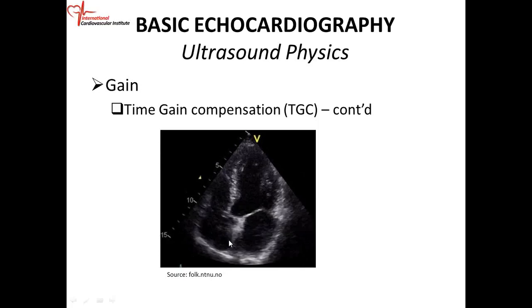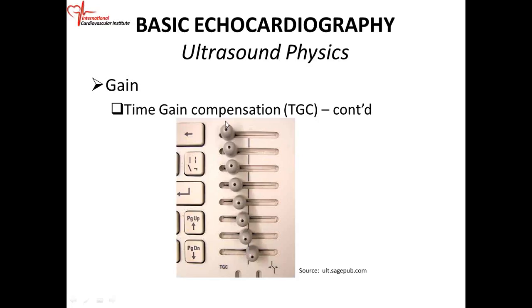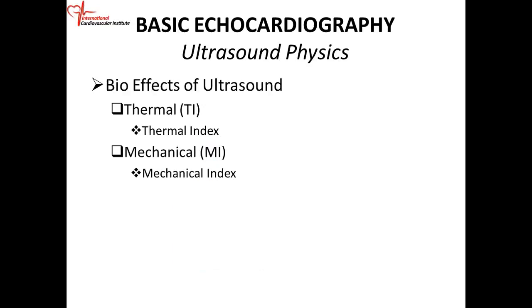So you need to look at your image and then adjust your TGC accordingly. These are the buttons, and on different machines they're going to look different. So time gain compensation, and you can adjust for each depth.